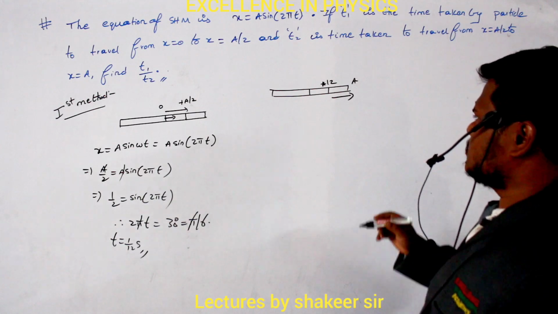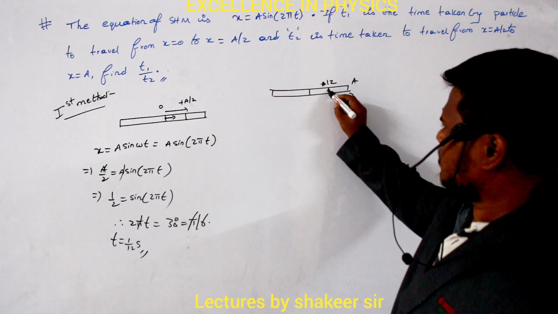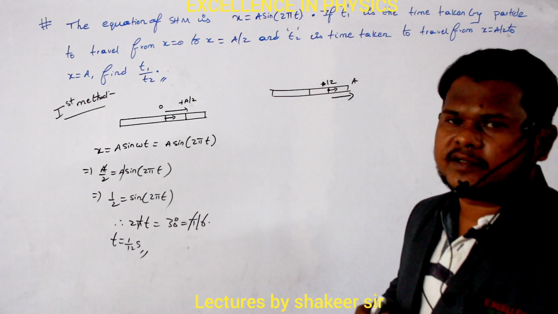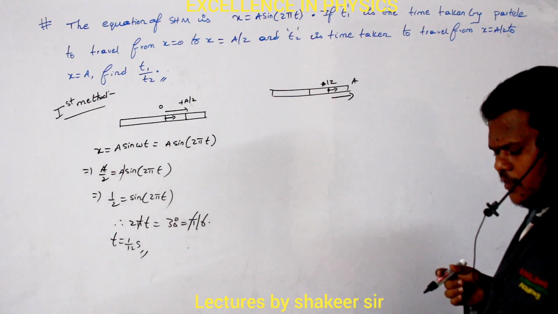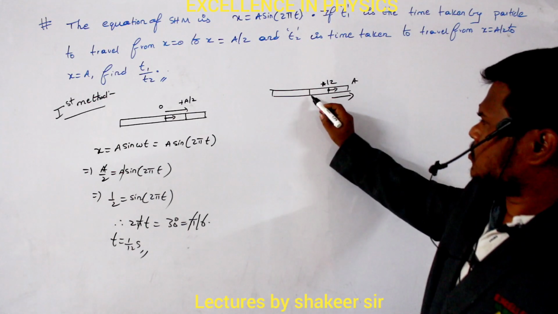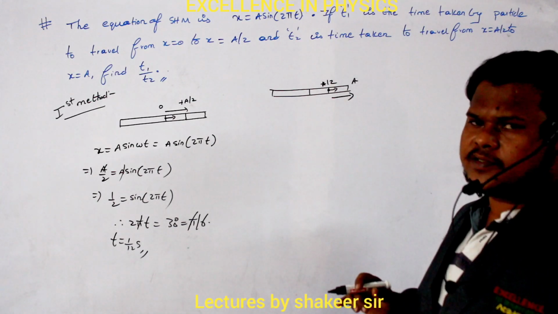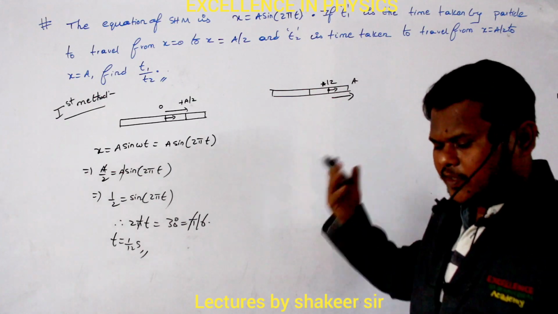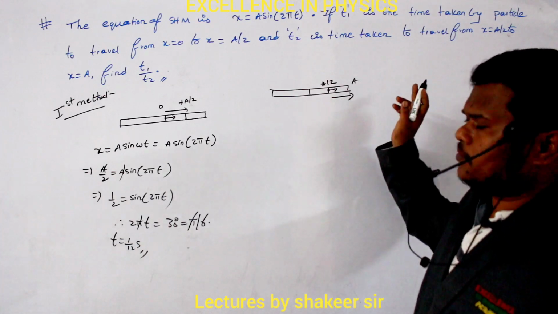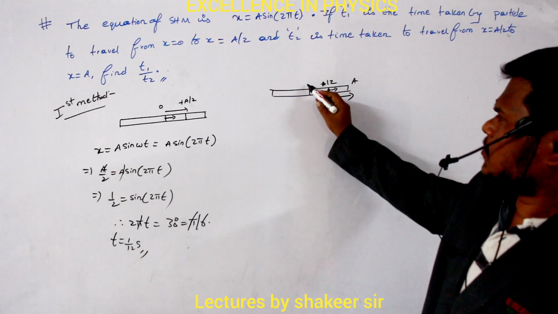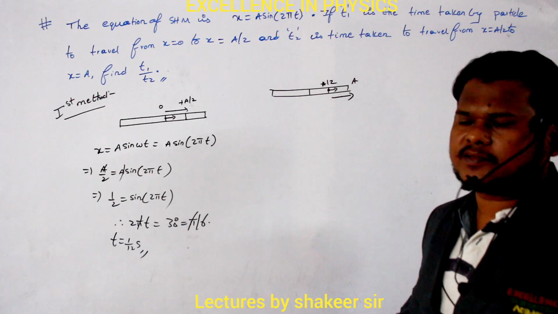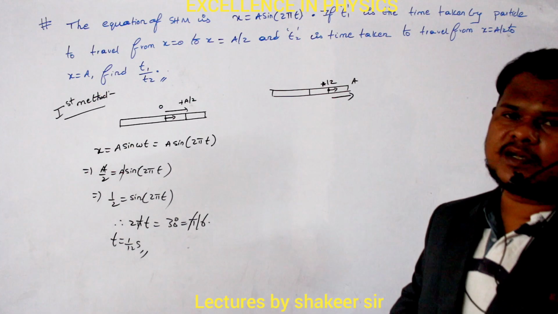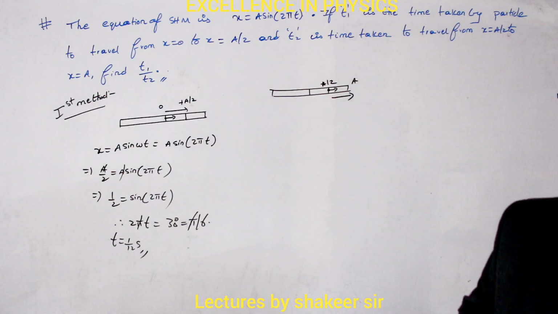Clear? So when I started observation, the particle was already present at a displacement of a by 2. It means that already it has covered an angle of 30 degrees. In previous calculations we have already studied this. So to cover half of the amplitude, the body will take 30 degrees. Then from a by 2 to a, it will take another 60 degrees, because from here to here, the total phase it should cover is 90 degrees. This we have already studied in the previous classes.